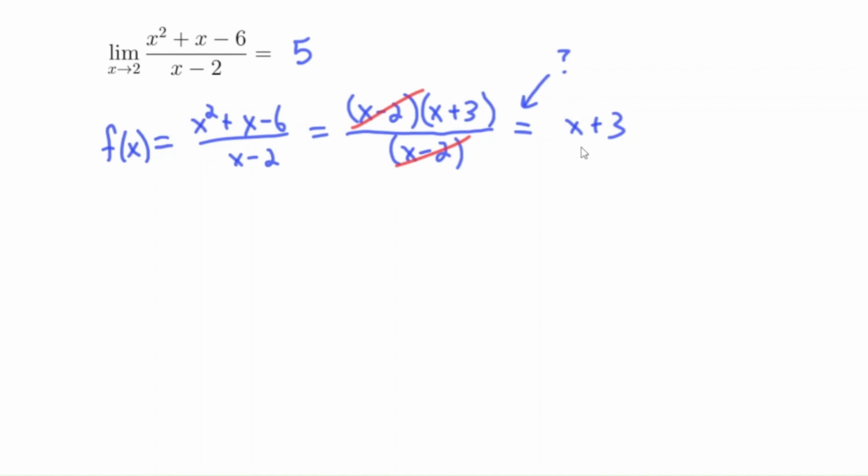If you plug in 2 right here, this becomes 5. Whereas if you plug in 2 for x here, you end up getting 0 times 5 over 0. But with 0 times 5 over 0, the zeros can't cancel. You end up just getting 0 over 0, which is undefined. But for any other value of x, these two expressions are the same. So when I put equals here, it's really equals for all values of x other than x equals 2.